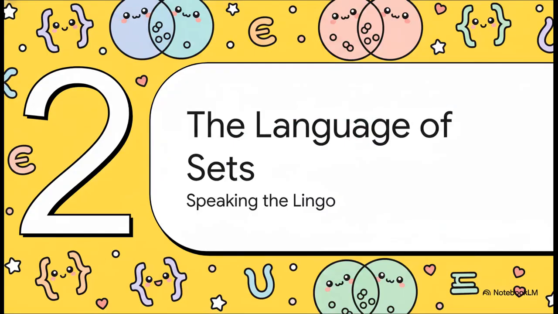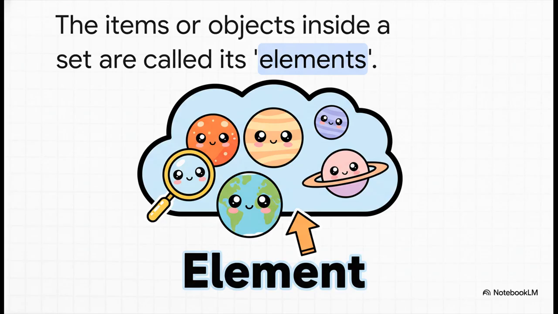All right, so we've got the basic rules down. Now let's learn how to speak the language. Just like any field, set theory has its own special vocabulary, and getting a handle on it is the very next step. First up, the items inside a set aren't just things or objects. We have a specific name for them, elements. So in our planet set, Earth is an element. Mars is an element. See?